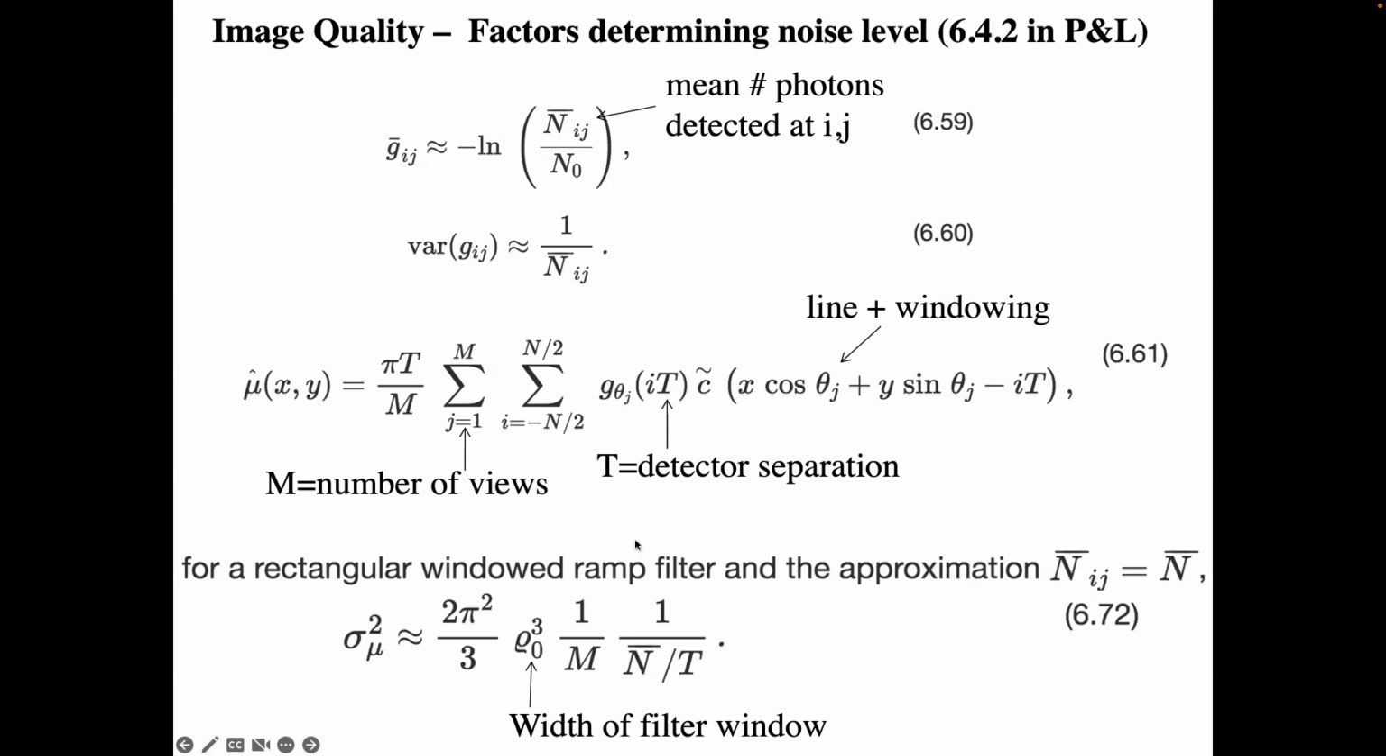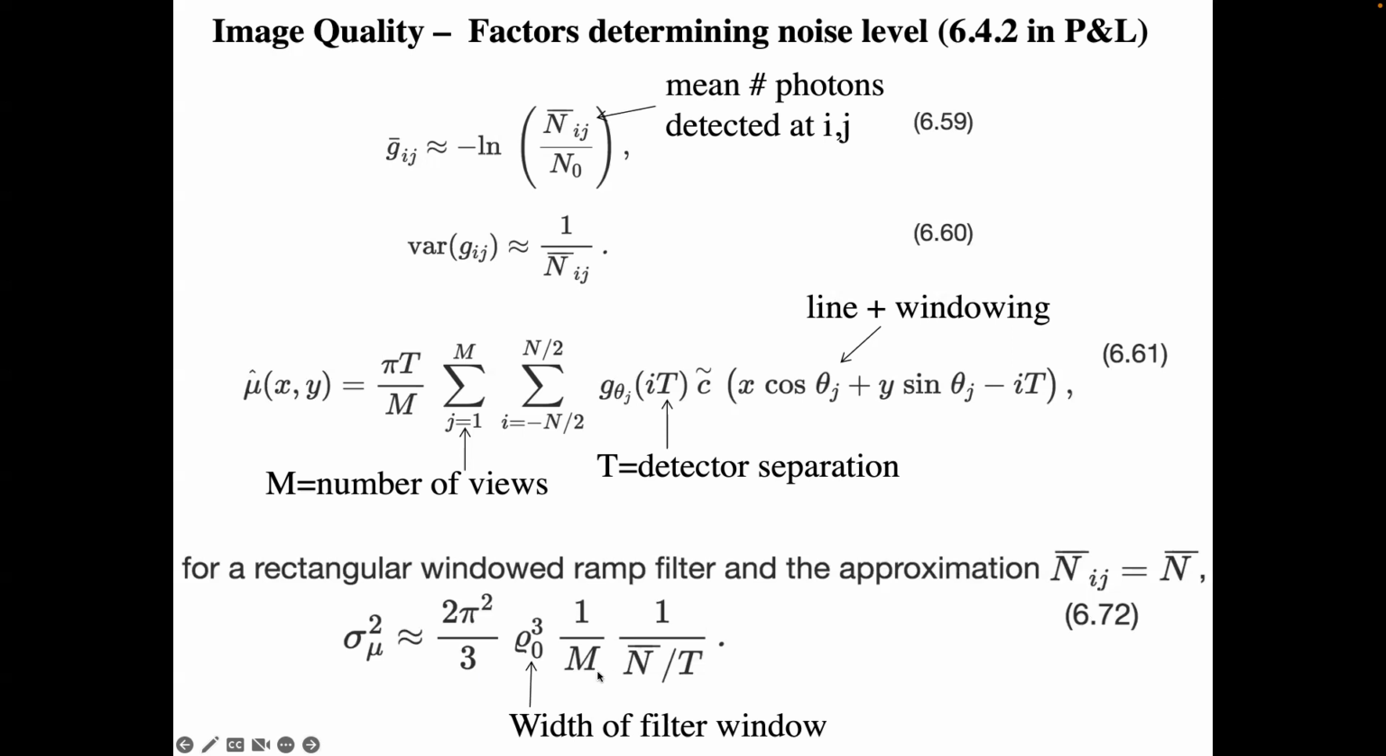And to get down to brass tacks, or the results of this, if we assume that all of our N_ij are about the same, in the sense that we're not working with really, really low counts in one area and really, really high counts in another, but they're all around the same, you can say that the sigma squared of your mu estimate is proportional to these parameters.